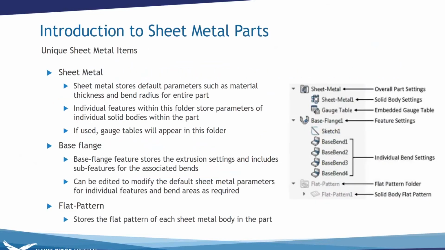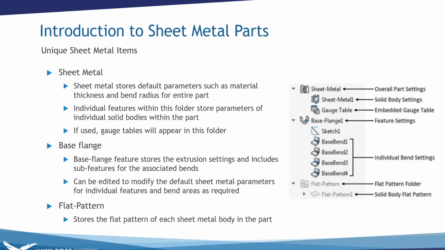Some of the unique sheet metal items that you'll see in your feature tree are listed right here with an image as well. You'll have a sheet metal folder, which controls the default parameters for the entire sheet metal part. The sheet metal environment in SOLIDWORKS works as the multi-body part environment, and under that sheet metal folder, you will see the individual sheet metal bodies as a list, and if you're using any gauge tables, they'll show there as well.